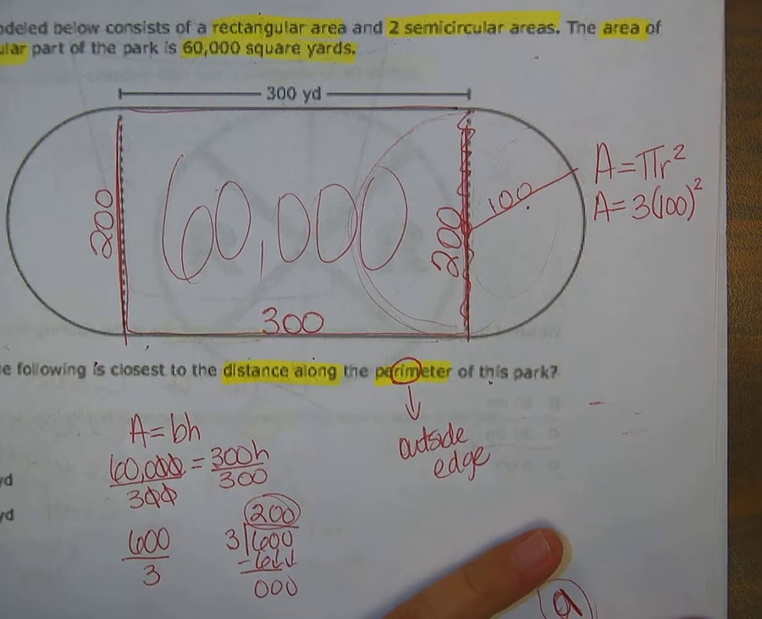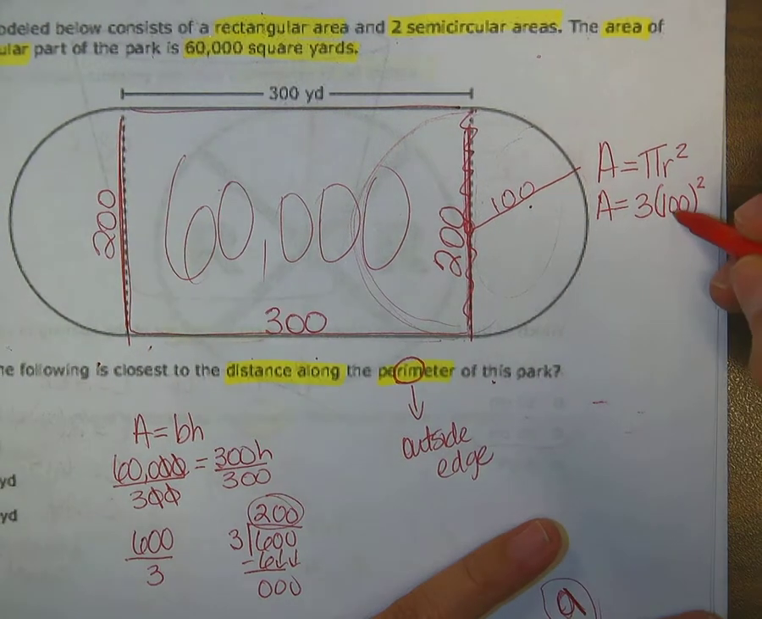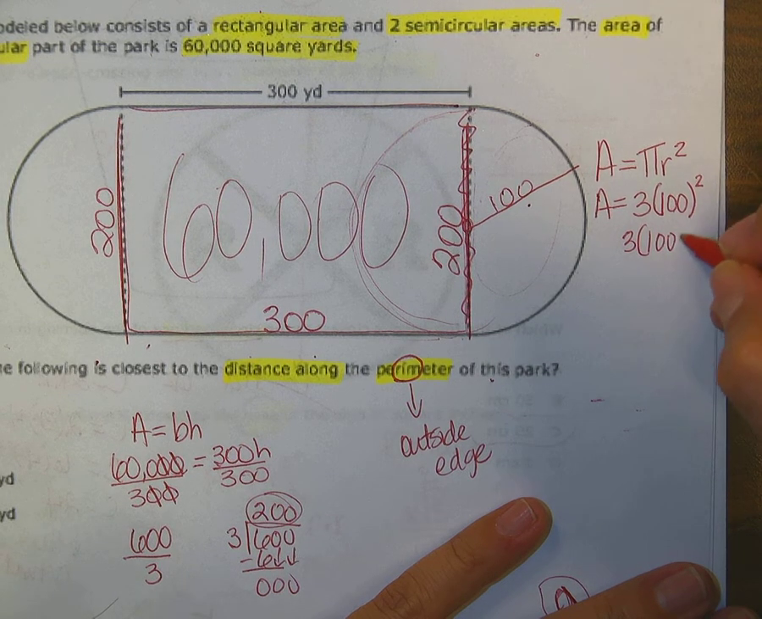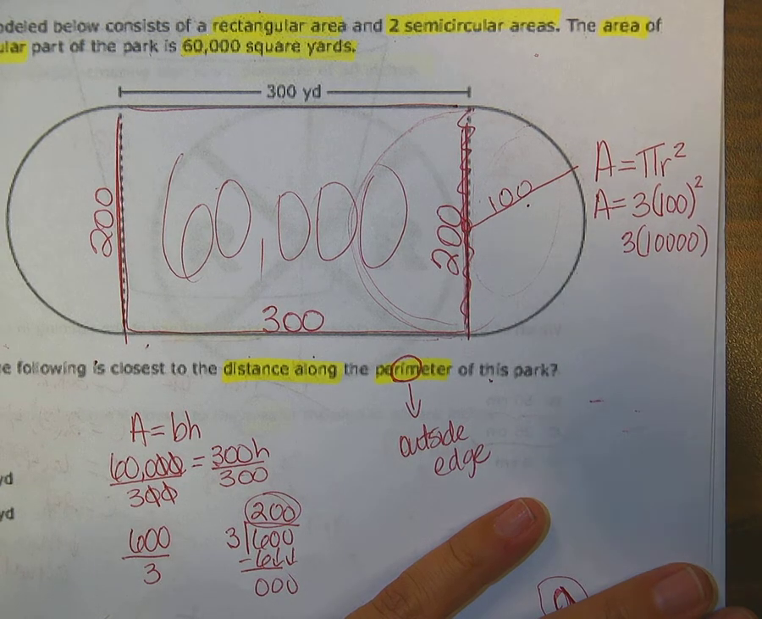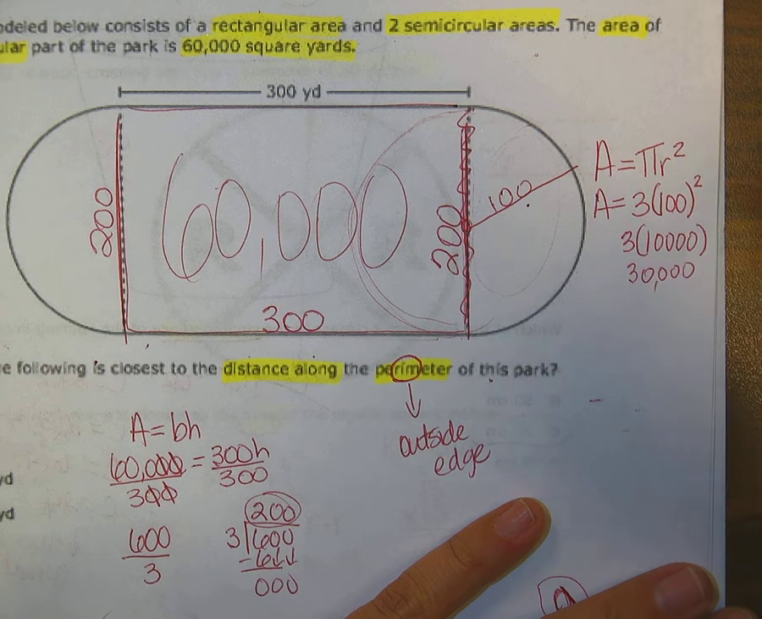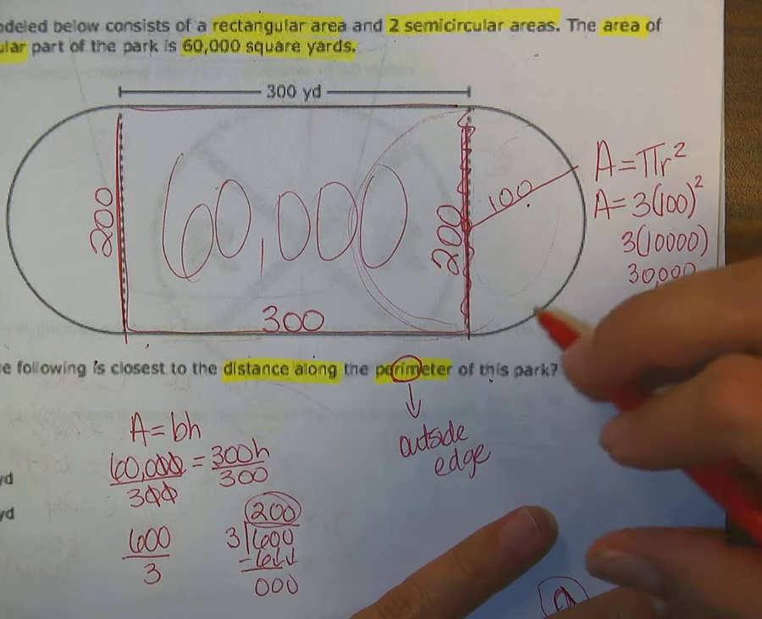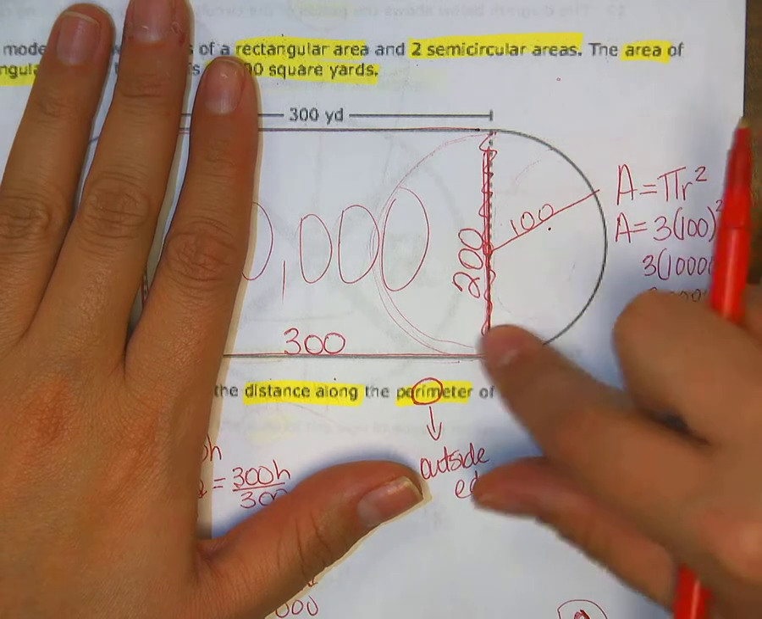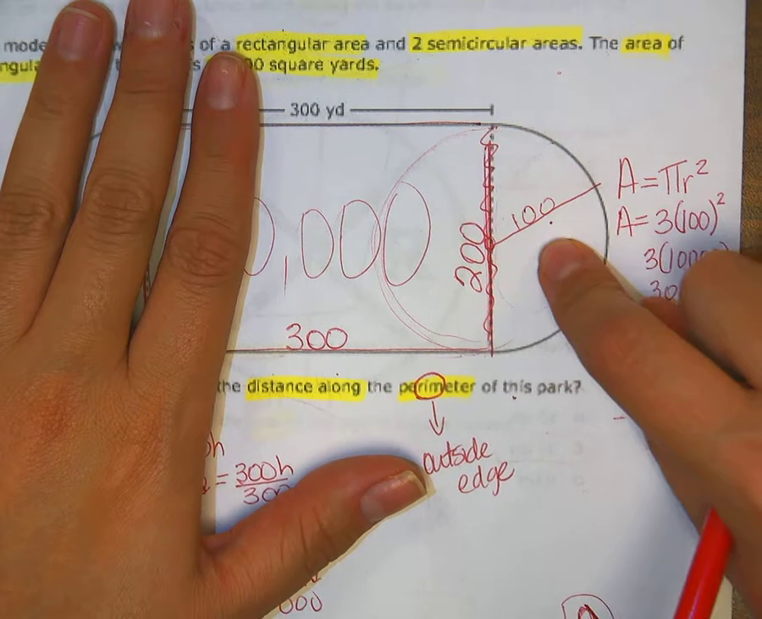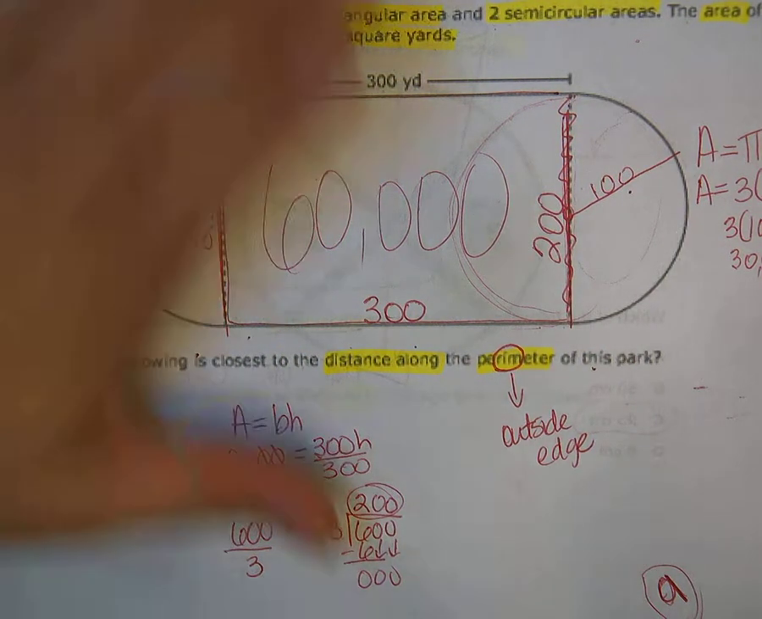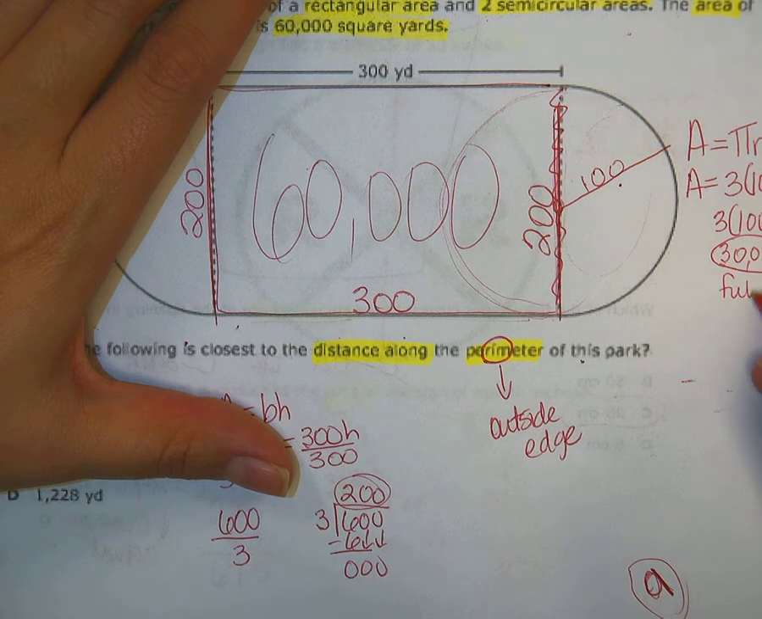Remember, PEMDAS says I've got to multiply first. This is going to be 100 times 100. Yikes. It's going to be 4 zeros. Close that up. And then multiply by 3. 3 with 4 zeros. So 30,000 is for a full circle. Do I have a full circle? Well, technically no. I have a half circle and I have another half circle, which together make a full circle. So this is for a full circle.